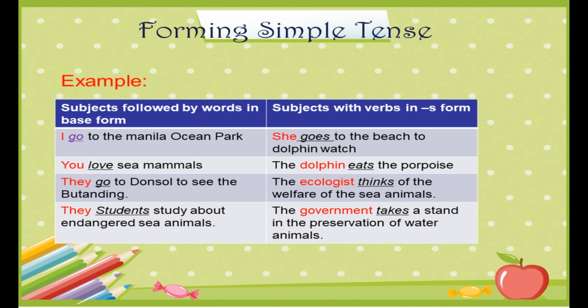Subjects with verbs in S form. She goes to the beach to dolphin watch. The dolphin eats the porpoise. The ecologist thinks of the welfare of the sea animals. The government takes a stand in the preservation of water animals.